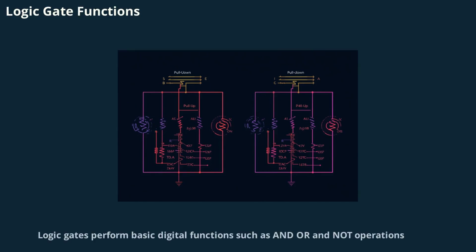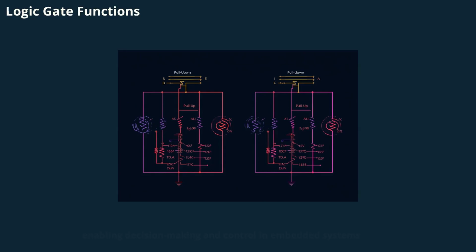Logic gates perform basic digital functions such as AND, OR, and NOT operations. These gates are combined to create more complex circuits, enabling decision-making and control in embedded systems. Understanding how to use and combine logic gates is fundamental for digital circuit design and troubleshooting.